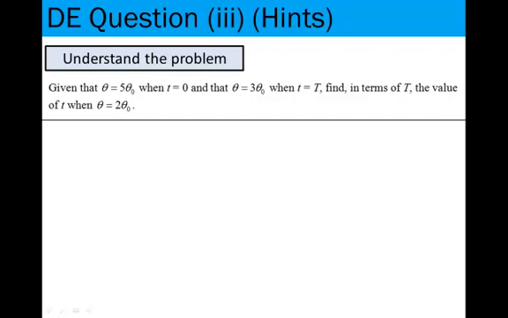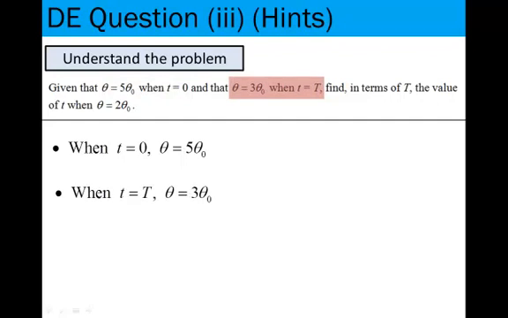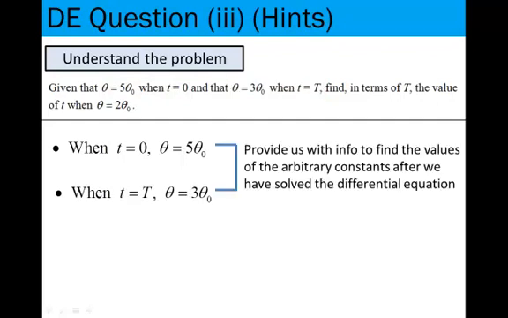The last part of this question requires us to find the value of t when θ equals 2θ0. We are given the information that when t equals 0, θ equals 5θ0, and when t equals big T, θ equals 3θ0. So as with most differential equations problems, this information will allow us to find the values of the arbitrary constants.